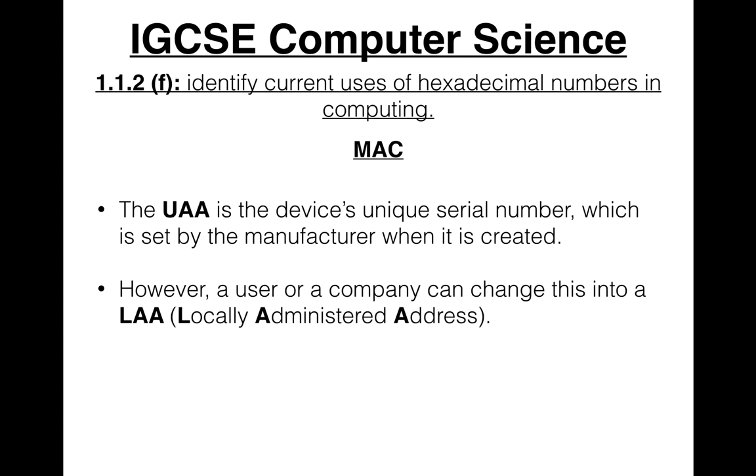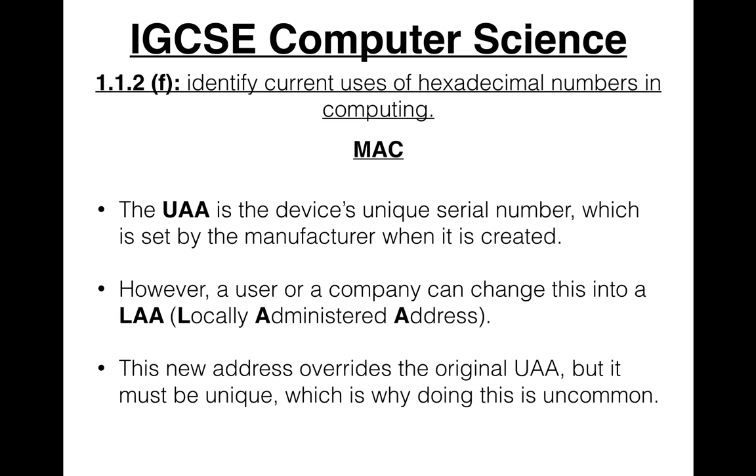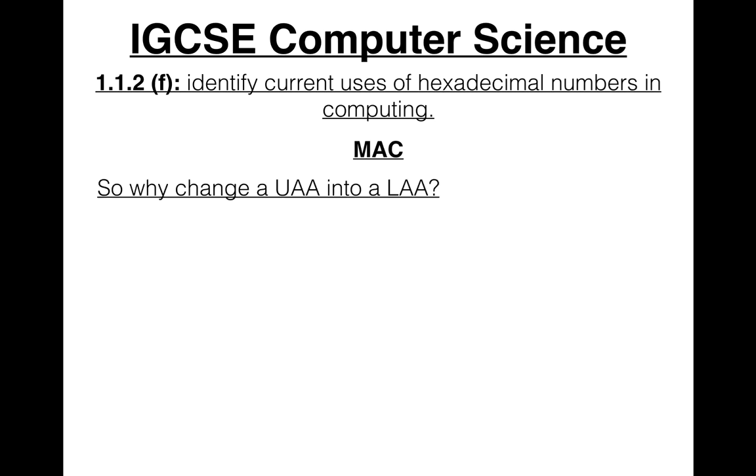But a user or company can change this into a locally administered address. So this new address will override the original UAA, but it must be unique, which is why doing this is uncommon. So basically they have to be quite careful that it is unique, in case something goes wrong. So why change it into a locally administered address?